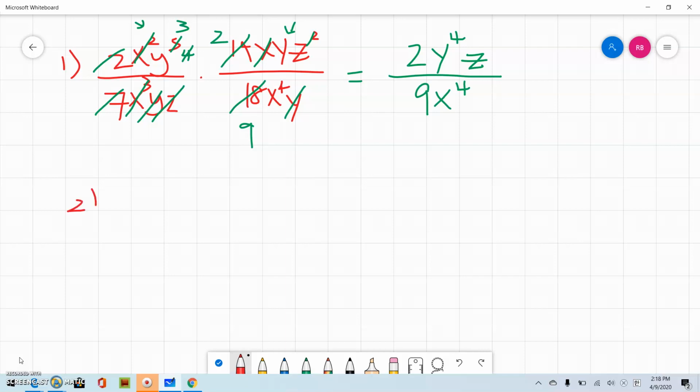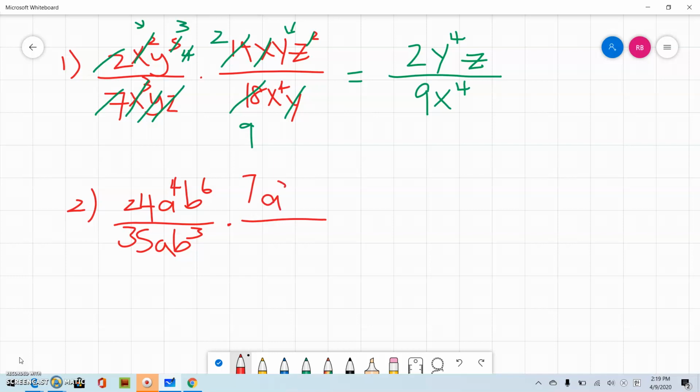Number 2 is division. So the first thing you need to do with division is flip the second part, the divisor. So I'm going to do that. So we multiply and flip. So 7a squared c goes on top, and 12abc goes on the bottom.